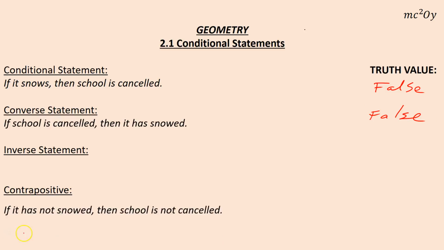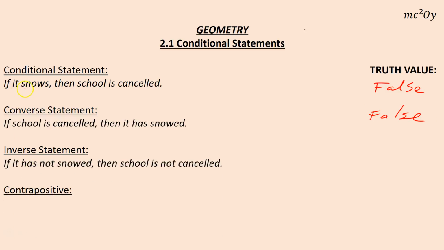Okay, and then the inverse. Well, if it has not snowed, then school is not canceled. Let's do the contrapositive as well for a minute. If school is not canceled, then it did not snow. Let's take a look at this. Conditional: if it snows, then school is canceled. And if school is not canceled, then it did not snow. That's what we're saying here. So if school is not canceled, then it did not snow. That is a false statement.